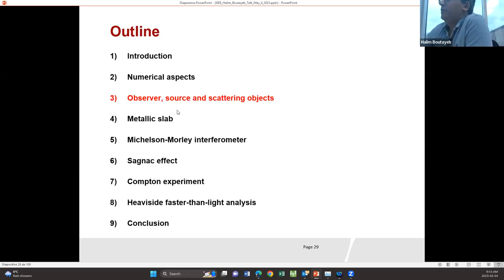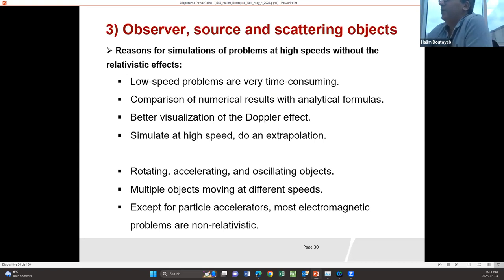So now we talk about the moving observer, moving source, and moving scattering objects. We will see that many of the results that we present are for v in the order of c. So high speed, we can say. Why it is still correct to do so, and why we're doing so, is because low speed problems will be time consuming. When we analyze a problem and plot the result as a function of v over c, we will have the behavior as a function of v over c, and we can compare with the formula. And if we want to compare with the formula, we have to do it for low speed and high speed.